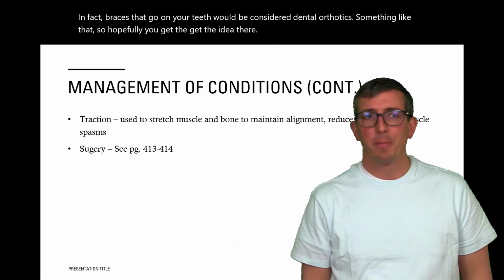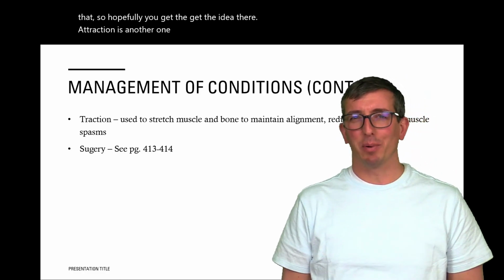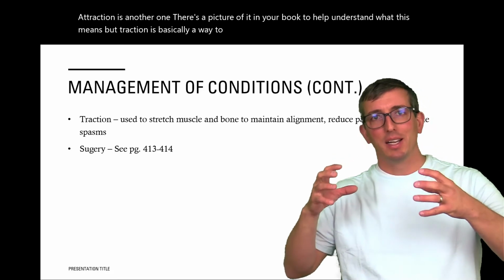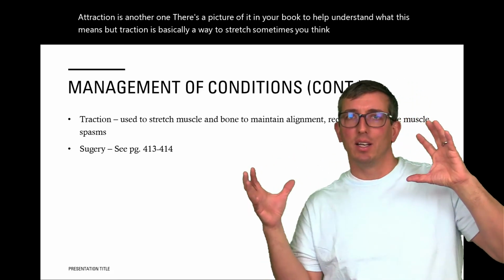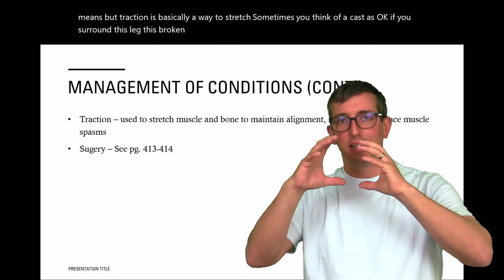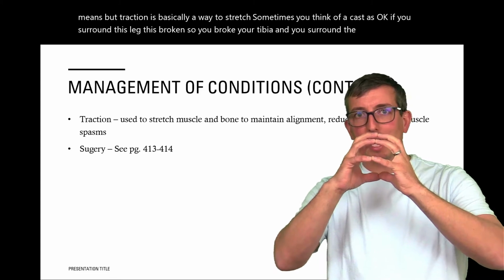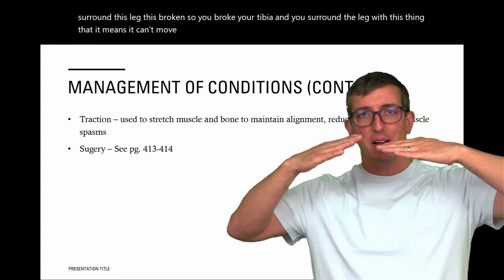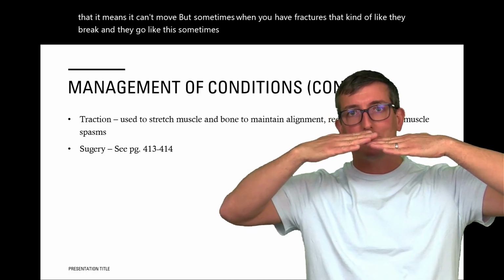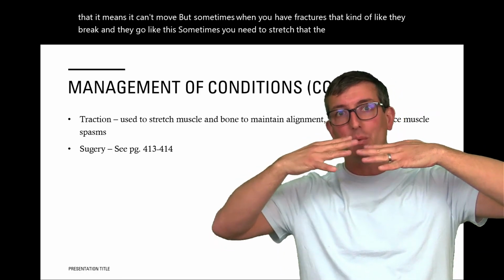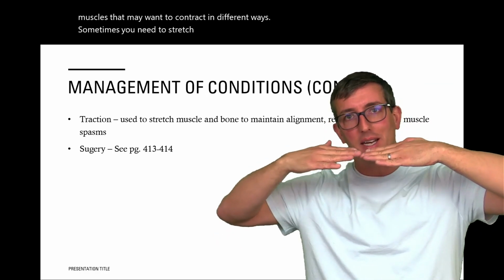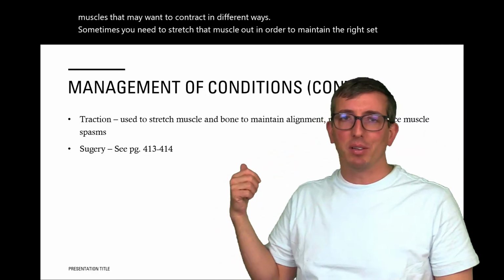Traction is another one. There's a picture of it in your book to help understand what this means, but traction is basically a way to stretch. Sometimes you think of a cast as, okay, say you broke your tibia, and you surround the leg with this thing, then it means it can't move. But sometimes when you have fractures that break and go like this, you need to stretch the skin out and the muscles that may want to contract in different ways. Sometimes you need to stretch that muscle out in order to maintain the right set. So that's an example of when traction is used.